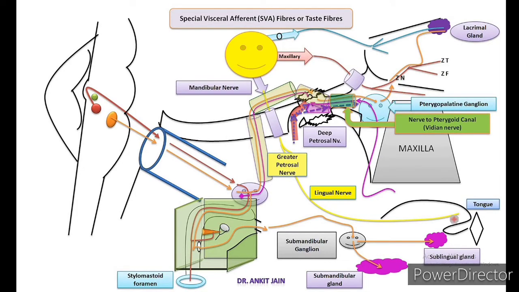Now I discuss the taste sensation from the tongue. Special visceral afferent fibers, which bring the taste sensation from the anterior two-thirds of the tongue, first run along with the lingual nerve. Then these fibers leave the company of the lingual nerve and run side by side with secretomotor fibers related to the submandibular ganglion. Along with these secretomotor fibers, taste fibers also enter into the tympanic cavity.